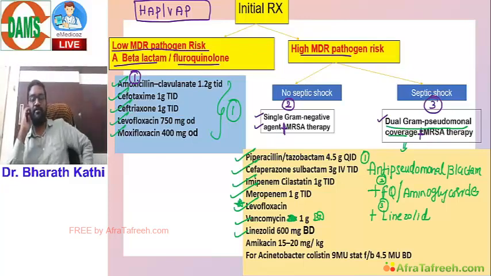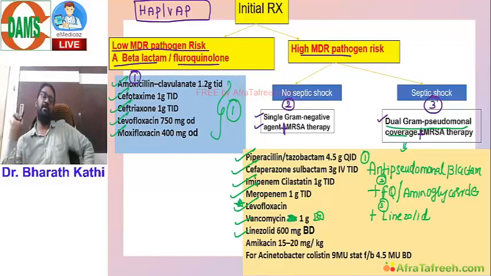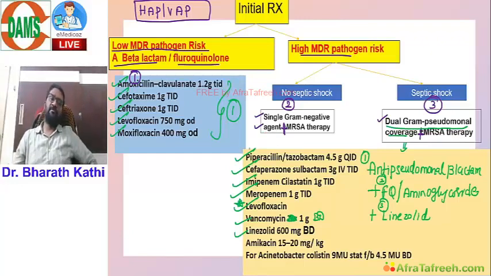Amikacin 15 to 20 mg per kg. If you take normal weight as some 50 to 60 kg, generally the amikacin vial will come as 500 mg. We give 500 mg BD. So this is the dosage. If there is no septic shock, a single anti-pseudomonal antibiotic will be sufficient. Usually preferred here is piperacillin tazobactam. Whereas for dual anti-pseudomonal coverage, we give piperacillin with levofloxacin with linezolid.